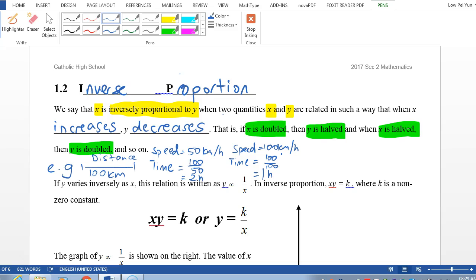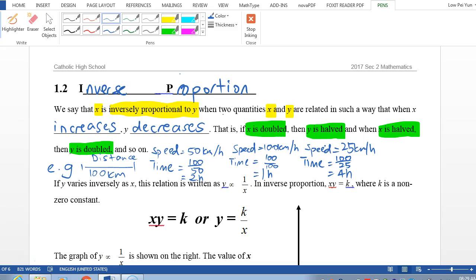What if I reduce the speed from 50 to 25 km per hour? Will my time increase or decrease? So I'm going to take time taken is distance divided by speed. I will have to take a longer time than 2 hours. And you can see as the speed is doubled, time is halved. When my speed is halved, my time is doubled.